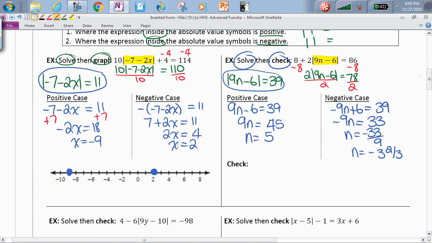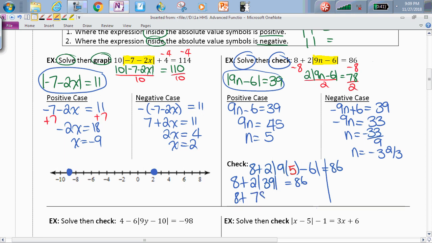The checking part, we just put it back into the original. So we have 8 plus 2 times the absolute value of 9 times whatever we think our answer is, minus 6, and that hopefully equals 86. We have 8. Oops, let's put that in there. We think that it's 5. Plus 2 times, that's going to be 45 minus 6, which is 39. We're hoping that equals 86. 8 plus, the absolute value of 39 is 39 times 2 is 78. When we add those together, we do get 86.